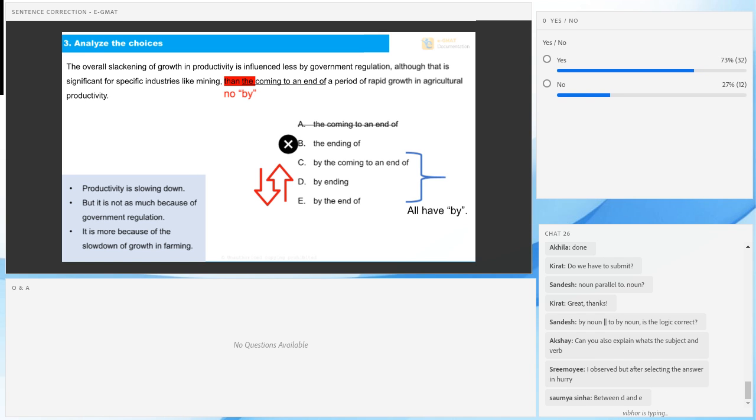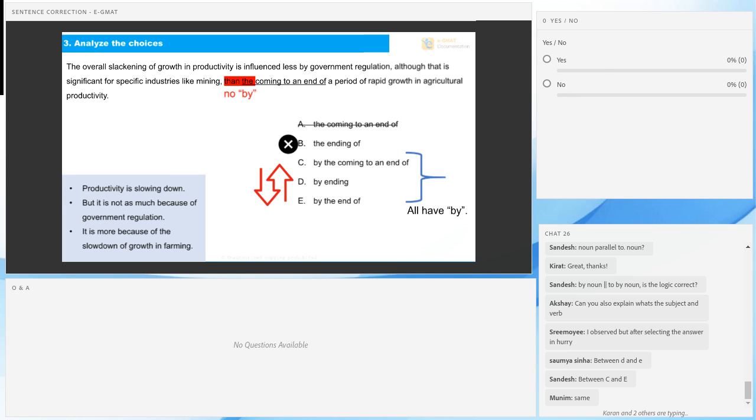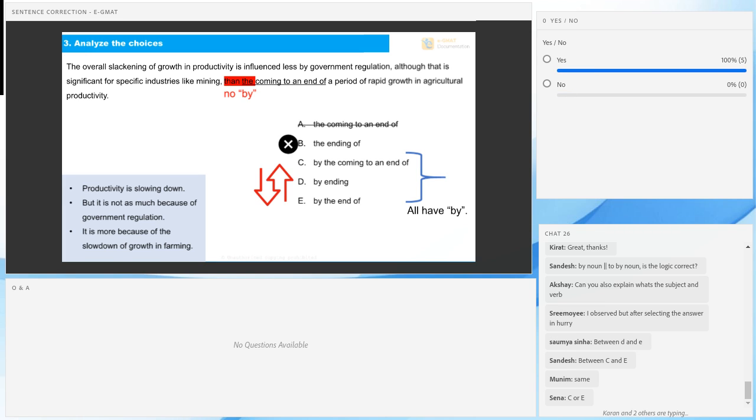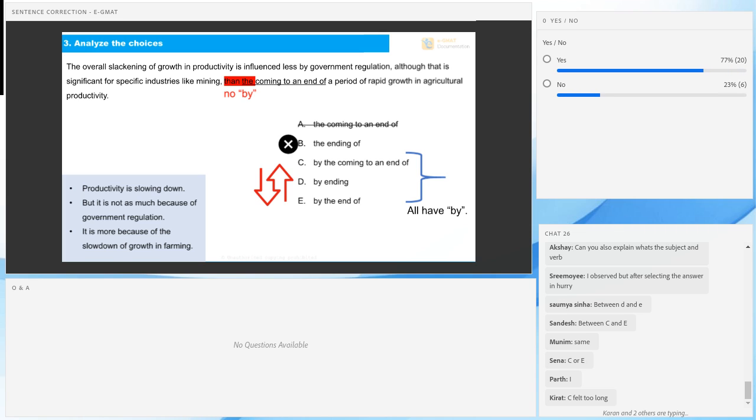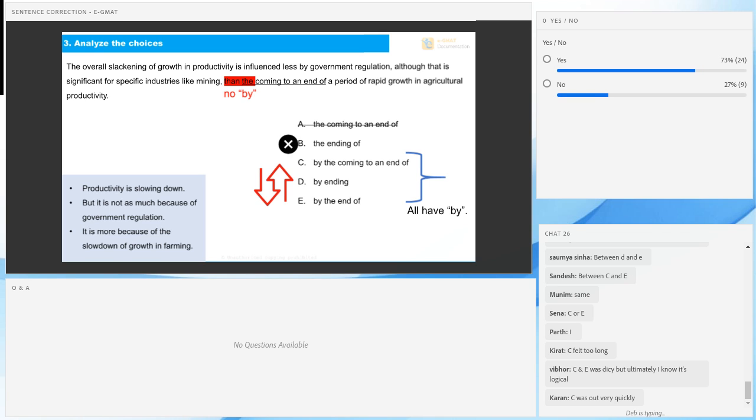Right? Between D and E. So for Soumya, C was not even in consideration. For how many of you was choice C not even in the running? How many of you rejected choice C? C felt too long. Good. Actually, this is good. Kira, thank you for telling me the reason.